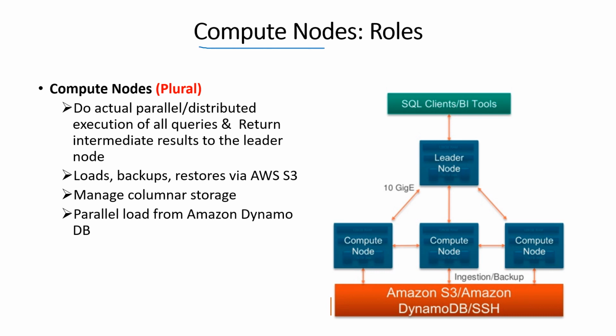Let us review the compute nodes' role in more detail. Compute nodes do the actual parallel distributed execution of all queries and return the intermediate results to the leader node. They load, backup, and restore via AWS S3, they manage columnar storage, and they do parallel load from Amazon DynamoDB.